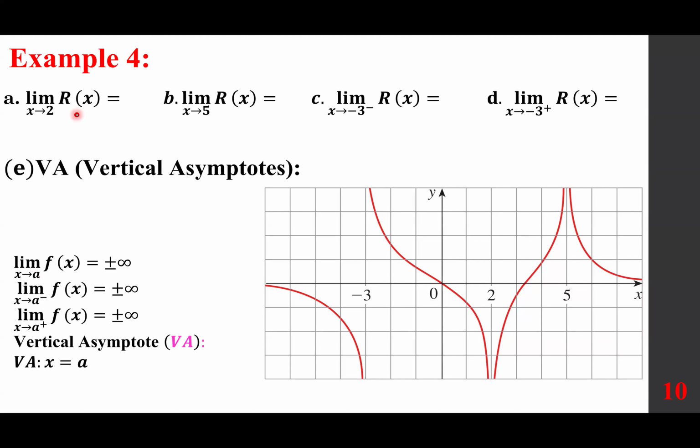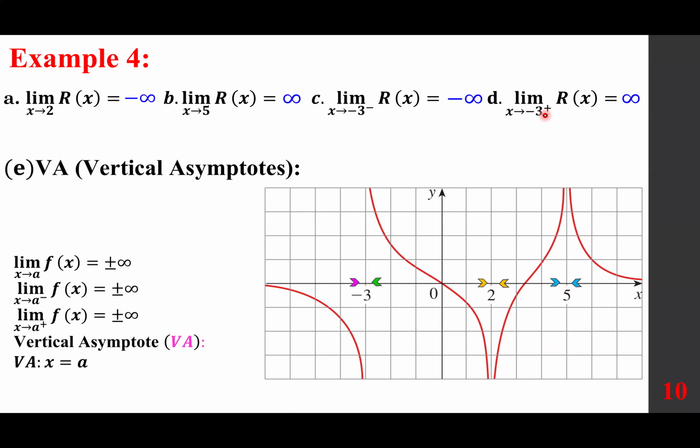So we want the limit of the function as x approaches 2. So we approach 2 from the left and right. In both cases, it's going down to negative infinity. The limit of the function r of x as x approaches 5 from both sides of 5 goes up to positive infinity. As we approach negative 3 from the left, it goes down to negative infinity. As we approach negative 3 from the right, it goes to positive infinity.